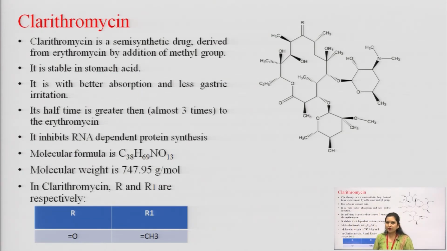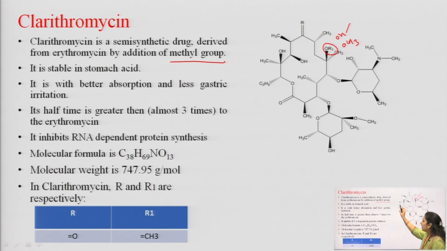Next, we will discuss clarithromycin. As मैंने आपको पहले भी स्लाइड में समझाया था कि ये वाला जो OH है, OH in erythromycin, it is replaced by OCH3, means there is an addition of a methyl group. So, clarithromycin is a semi-synthetic drug which is derived from erythromycin by the addition of this methyl group. It has better absorption, less gastric irritation, a longer half-life than erythromycin, and overall we can say that it has comparatively better effects than erythromycin.